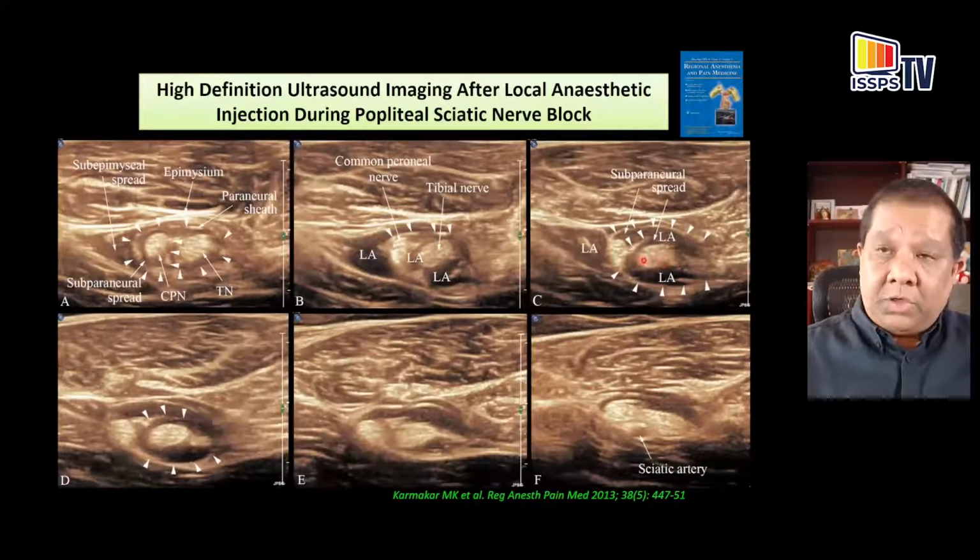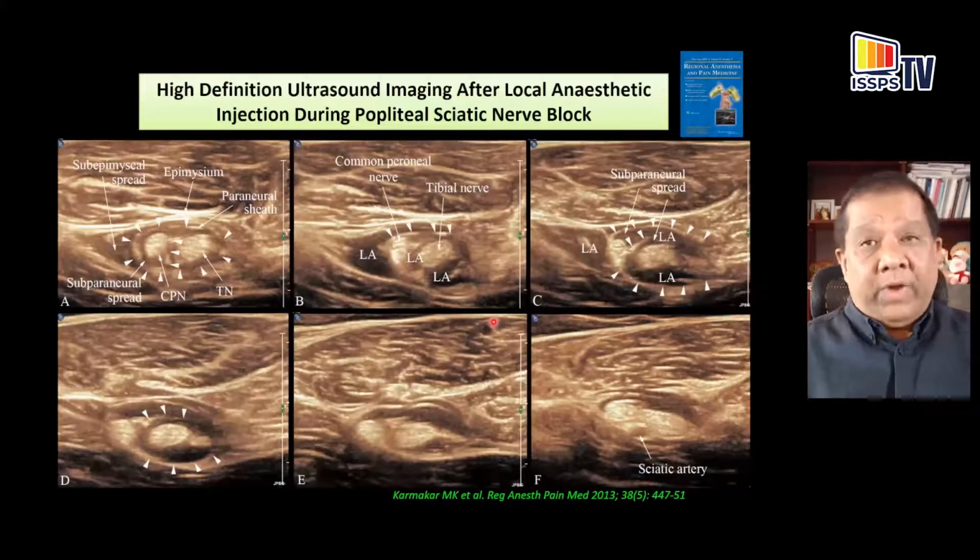The tibial nerve is usually larger. So you can see the tibial nerve here. There is circumferential spread of local anesthetic around the tibial nerve and the common peroneal nerve. And as you go up the thigh, it becomes more non-circumferential, but still spread over many centimeters from the popliteal fossa to the upper thigh.